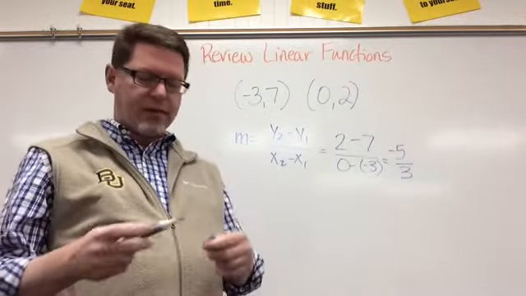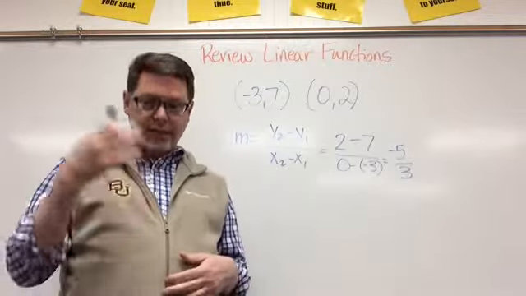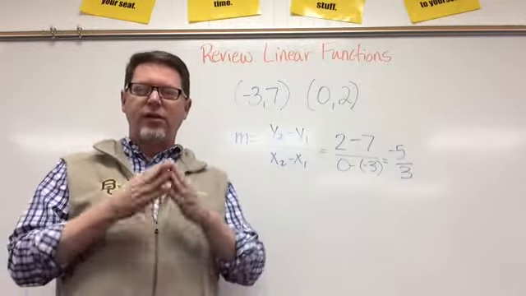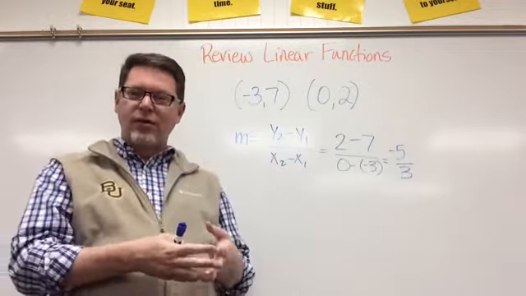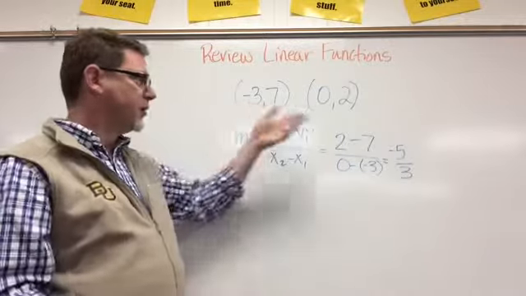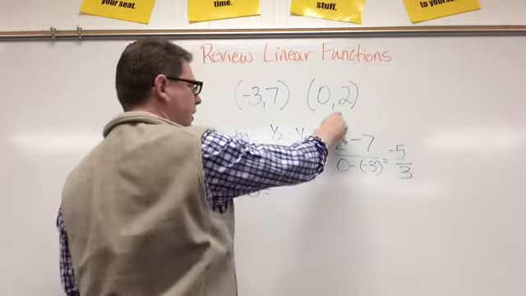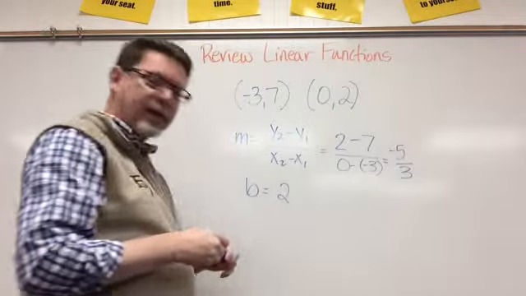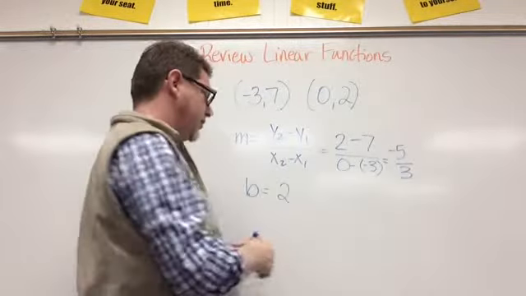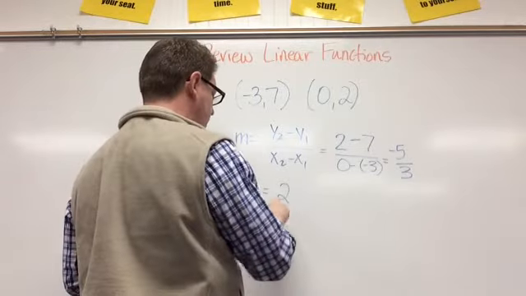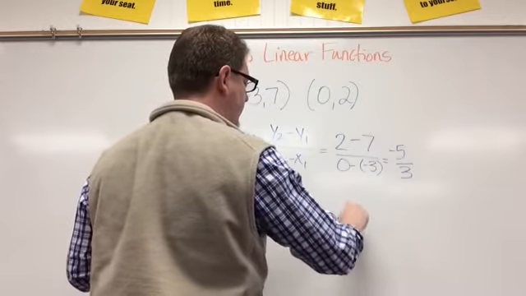And now I need to find the y-intercept. How do I find the y-intercept when I don't have a graph? Yes, it's given to you because the y-intercept always has an x value that is 0. And when x is 0, you have the y-intercept. Do I have a point that has x is 0? Absolutely. So my b is +2. Because again, the y-intercept is the point where x is 0, so that's 2. So the equation of my line would be y equals -5/3 x plus 2.